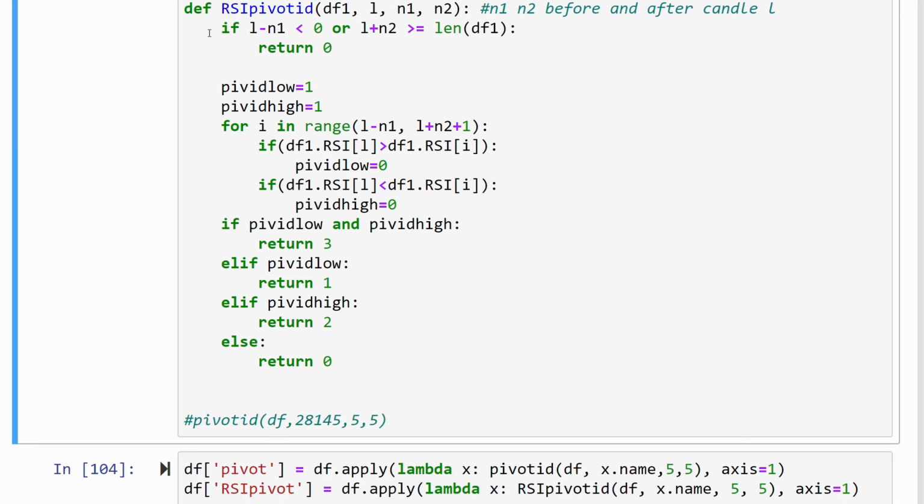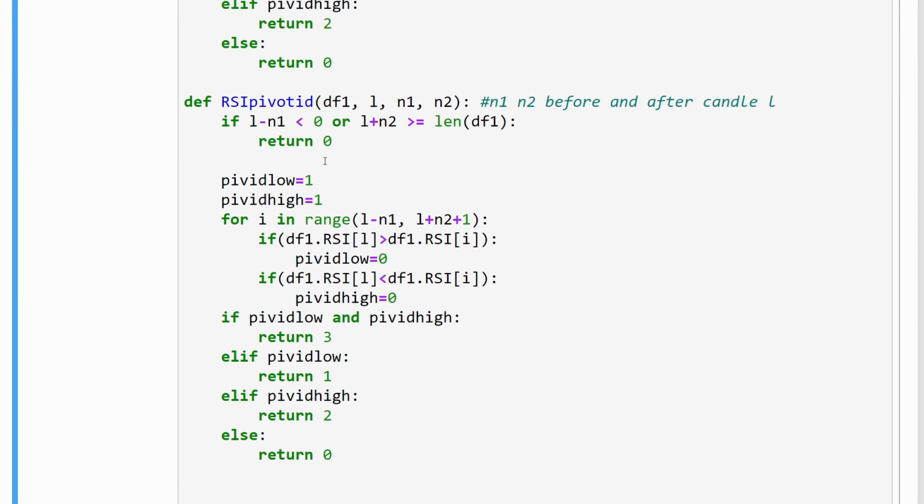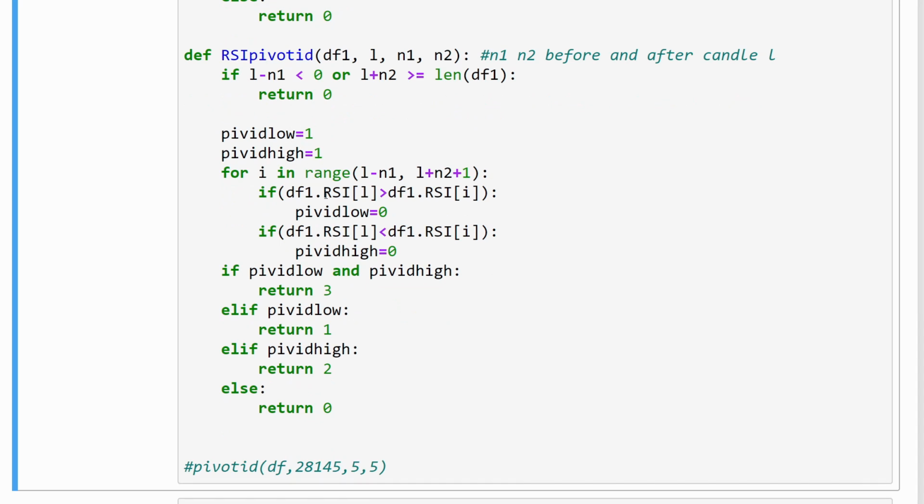Then I'm defining another function called RSI pivot ID. It works exactly the same as the pivot ID for the candlesticks, but this time it's for the RSI. We don't have a high and low values for the RSI.